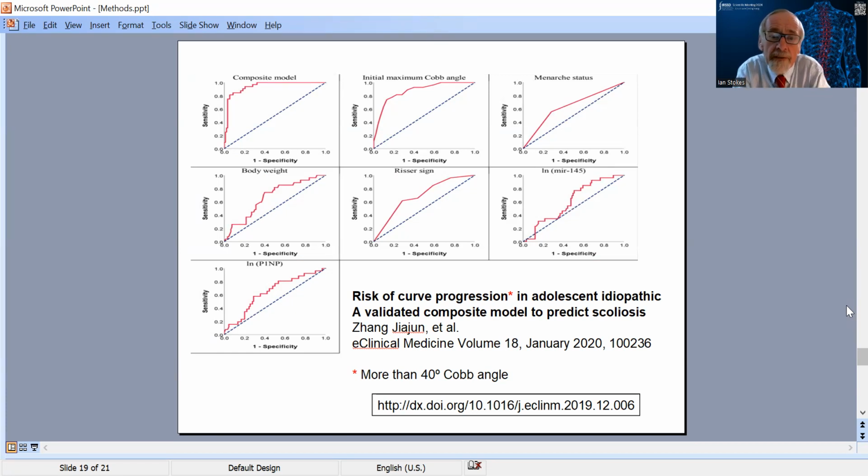Also, of course, Risser angle was a helpful component of the prediction. Body weight was incorporated because of its receiver operating curve. Menarchal status, of course. Not surprisingly, initial Cobb angle was a risk factor for progressing to a larger curve. And the composite model, top left, its receiver operating curve showed an impressive ability to identify the risk of progression.